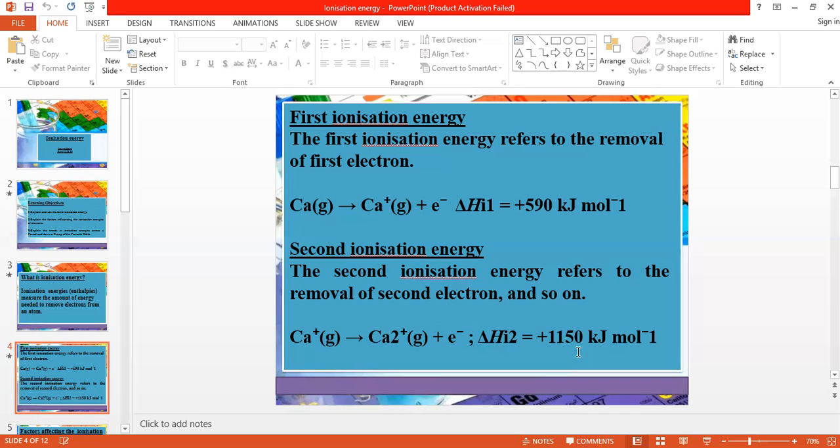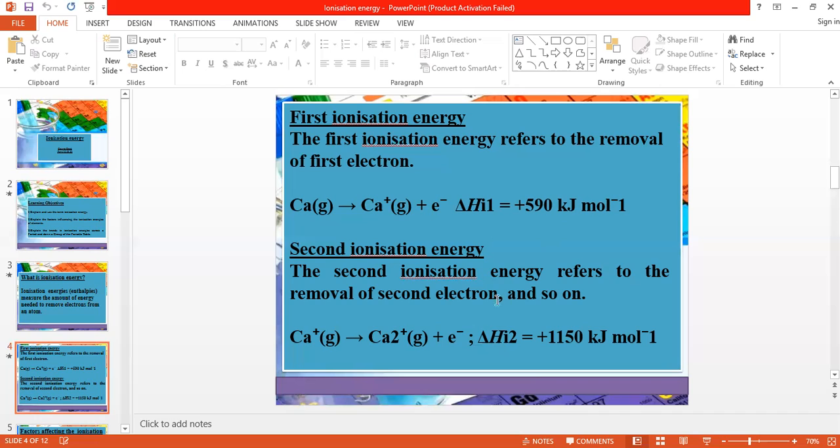So what do you think if we want to remove another electron, meaning the third electron? What will happen with the amount of energy? It will become triple, yes. So the more electrons you need to remove, the higher the amount of energy you need. Because in your syllabus it is first and second, just keep this concept here: the second amount of energy is greater than the first. You can say it is double the first.